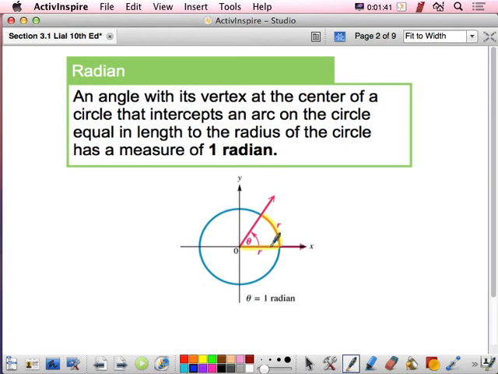So for example, this is 1 radian. About the same amount again would be about 2 radians. And if we went all the way over here, that would be 3 radians. So radians are a lot smaller. There are a little more than 3 radians in 180 degrees. So you kind of have to keep your mind wrapped around that.